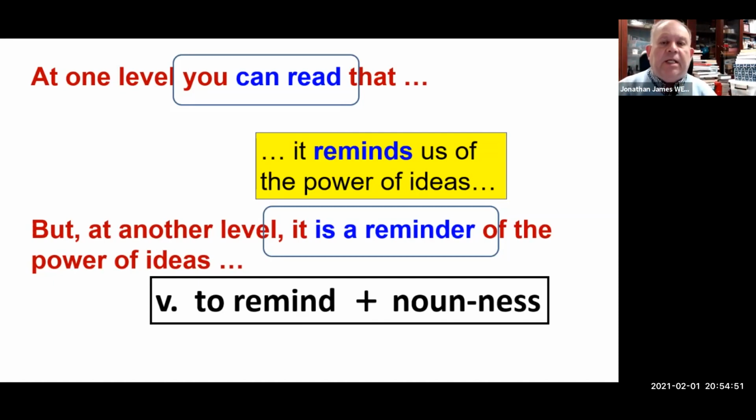But at another level, it is a reminder. Now, he said it is a reminder. He doesn't say it reminds us. If he did, then it would be sort of equal. It reminds us. Another verb, which means something mental. But he doesn't. Instead, he changes that verb into a noun. It is a reminder. What did he do? He took to remind and he gave it the quality of nounness. And what is nounness? Nounness has substance. Nounness exists. It is a thing. So what he's doing is saying, yeah, you can read that, you can perceive that, but here this is. It is. It exists. It has substance.